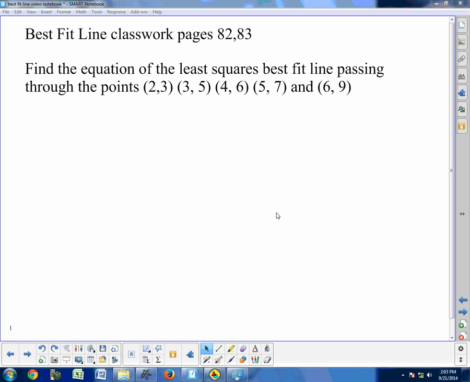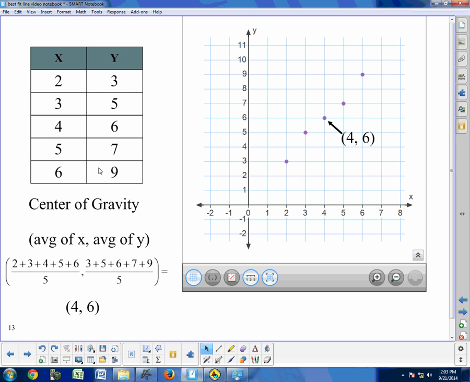This is part 2 of our best fit line work, where we will find the equation of the least squares best fit line passing through our 5 data points. When we left off on part 1, we had just found the center of gravity by averaging the x's and averaging the y's. That one point is the point through which every line of best fit will pass.